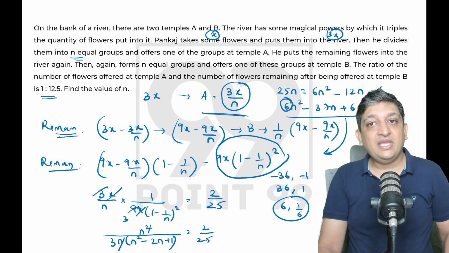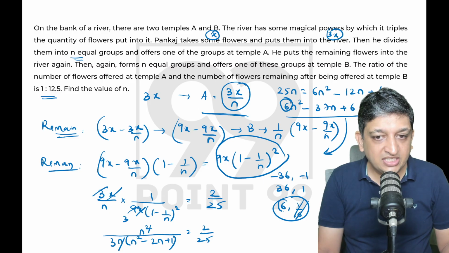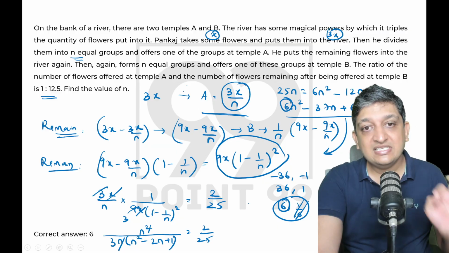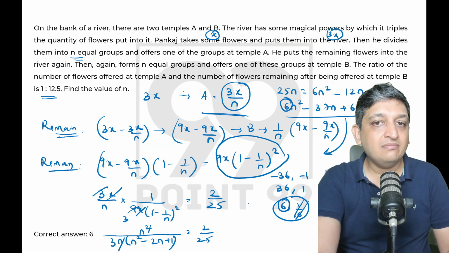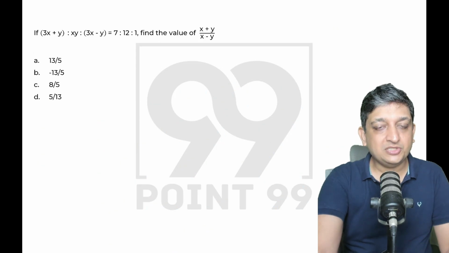Now, of course, the number of flowers or number of groups cannot be 1 by 6. So the number of groups has to be 6. So the correct answer to this question will be n equals 6. Difficult question, but you can manage it if you know what exactly you are going for. Let's look at the next question.